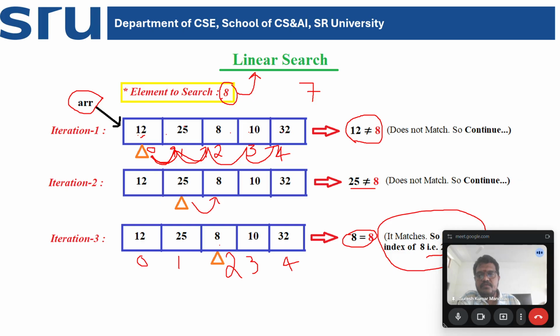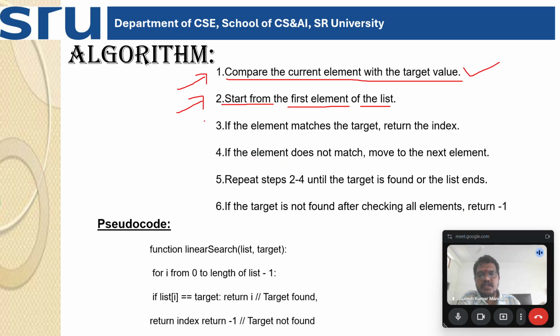What is the first element present in the array? 12. Is 12 equal to the target value? No. Second, in the third point, if the element matches the target, the searching element is found and it will return the index value. If the element does not match, simply move to the next one.